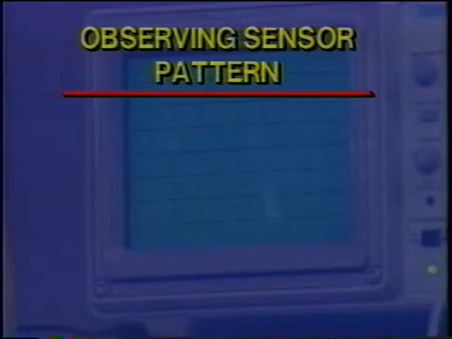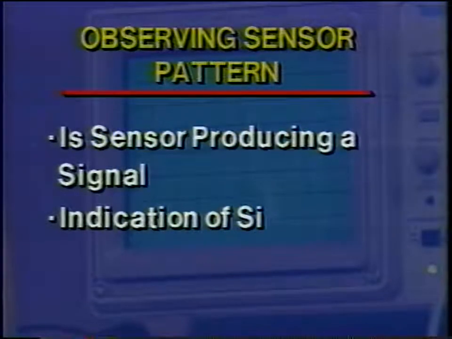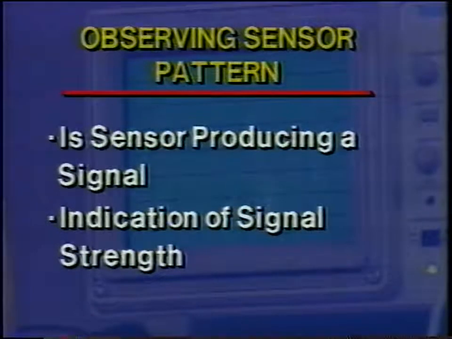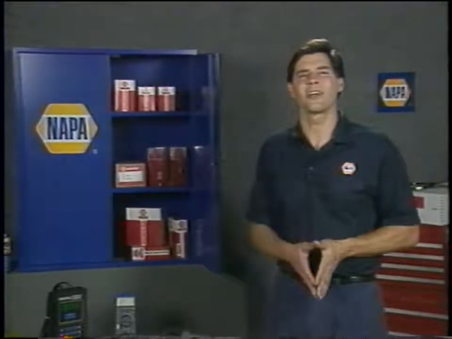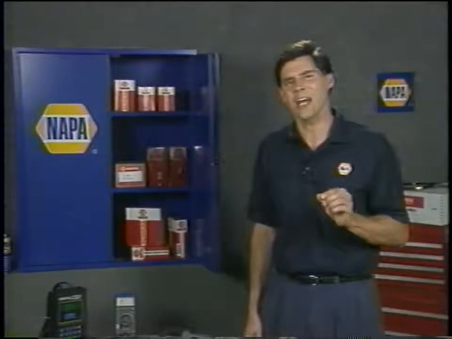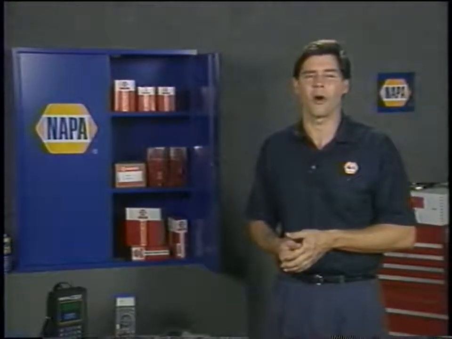Observing the sensor pattern on a scope will quickly show you several things. It will tell you whether or not the sensor is producing a signal. It will give you an indication of the overall strength of the signal, which is shown by the height of the wave pattern. This, in turn, will tell you if the air gap is correct. Too wide an air gap will produce a weak signal that the ABS control module may not be able to read accurately. A weak signal may also be caused by a buildup of metallic debris on the tip of the sensor.